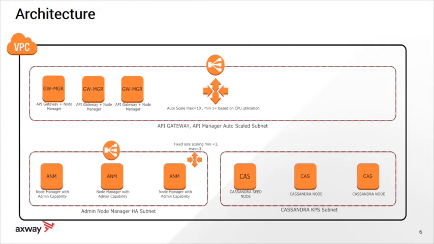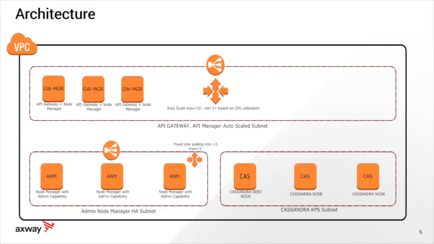But the other two, which is the admin node manager cluster and the API gateway cluster, are auto scalable clusters, and you see the sign, the 4 arrows, those are the sign of auto scaling as per AWS sign convention. So let's talk about the admin node manager high availability subnet. In this case, I've got 3 admin node managers. But it doesn't need to be 3, it can be 2 or it can be 1. I advise to have at least 2 so that we can get high availability of admin node managers.